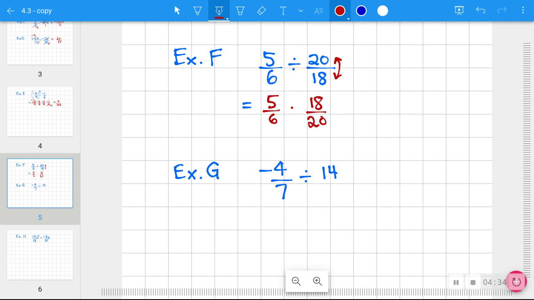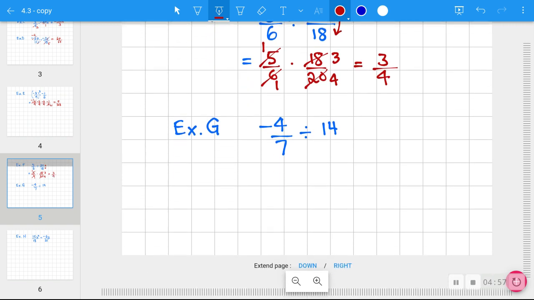And now that we have a problem that is a multiplication problem, we can cross cancel. 1 and 4, that would be dividing by 5. And if you divide these by 6, you get 1 and 3. So multiplying the remaining numbers across the top gives 3, and across the bottom 4. So your answer is 3/4.